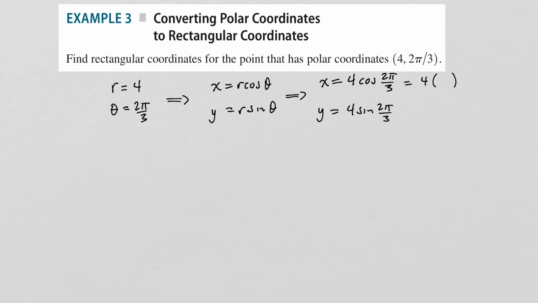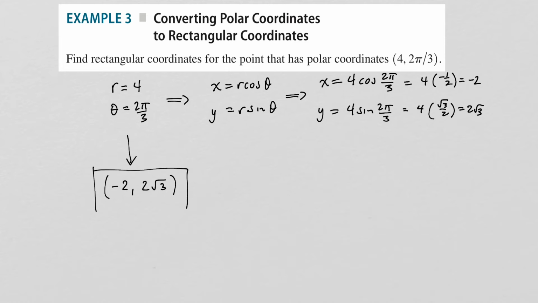So the cosine of 2 pi over 3 is negative 1/2. And so this gives us a value of negative 2. And the sine of 2 pi over 3 is radical 3 over 2, which gives us 2 radical 3. So in rectangular coordinates, this is going to be negative 2 and 2 radical 3. And then what you can do is you can graph these together to show that they represent the same point.